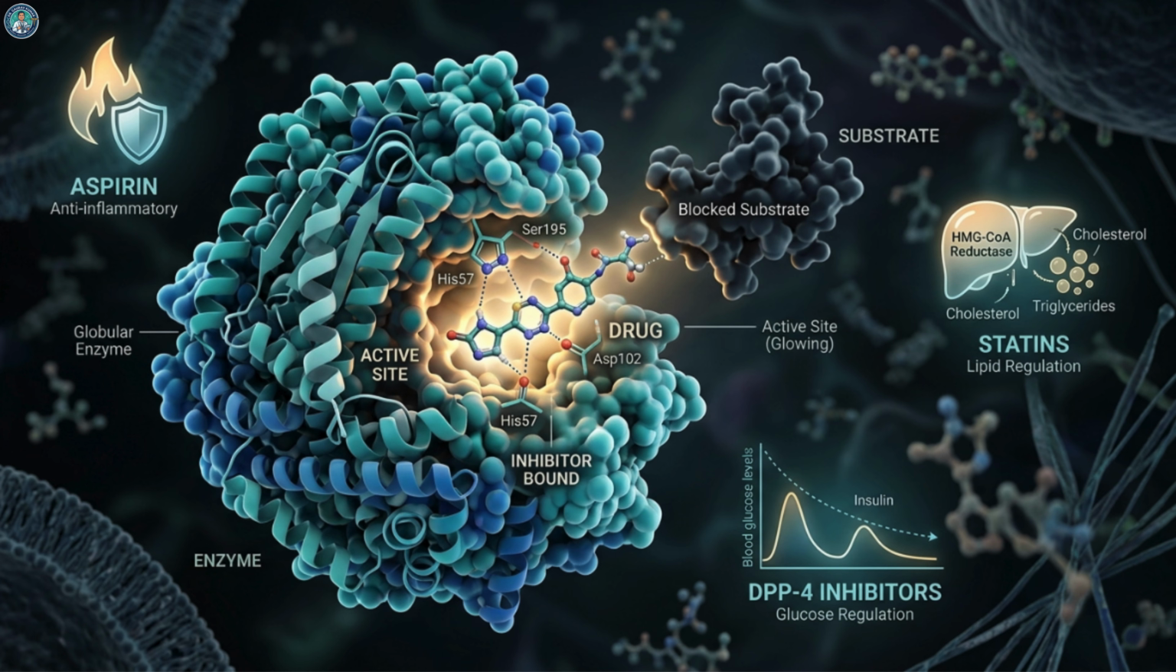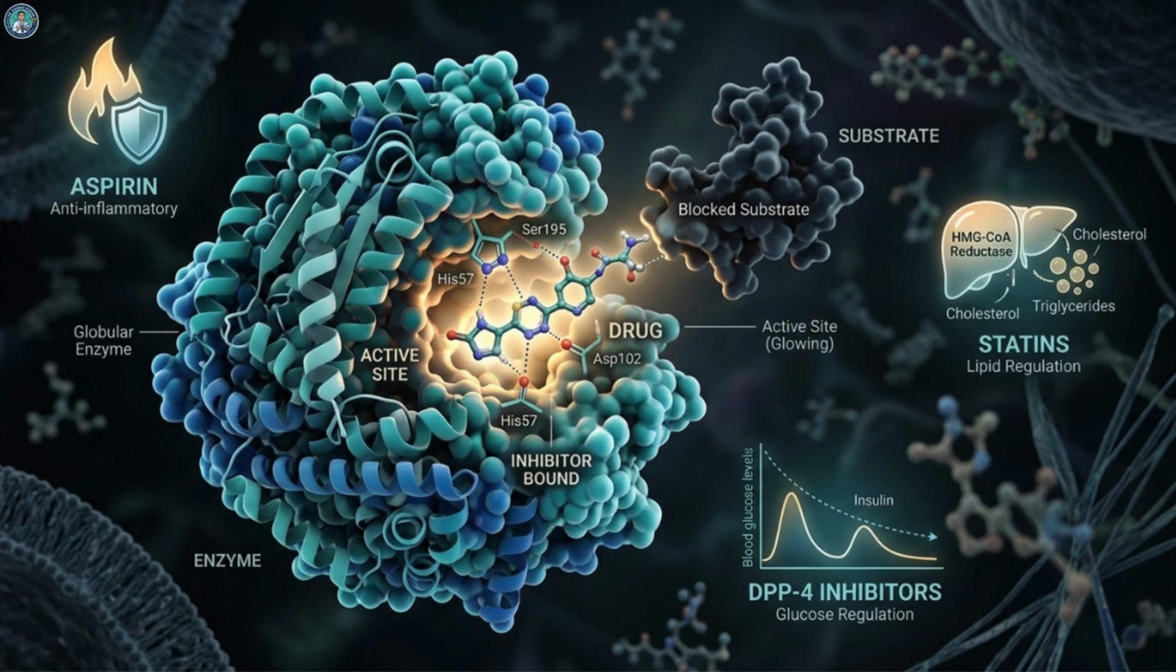Another major class of drug targets consists of enzymes. Enzymes catalyze biochemical reactions that are essential for cellular function. In many diseases, specific enzymes become overactive or dysfunctional. By inhibiting these enzymes, drugs can restore normal physiological balance.